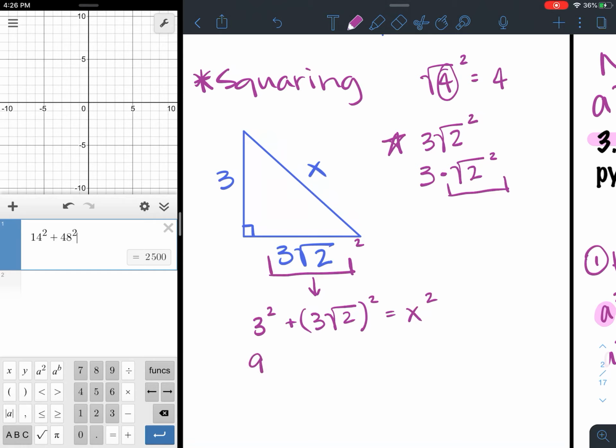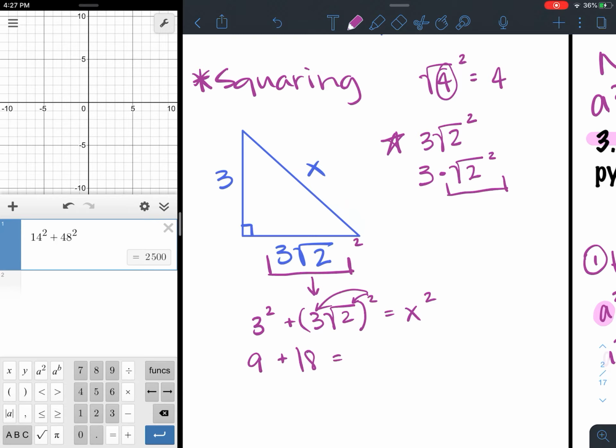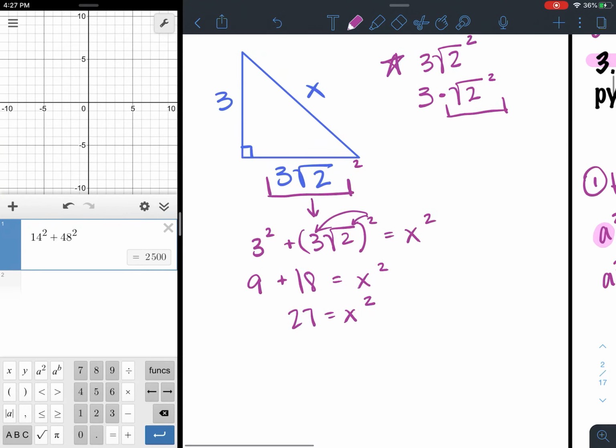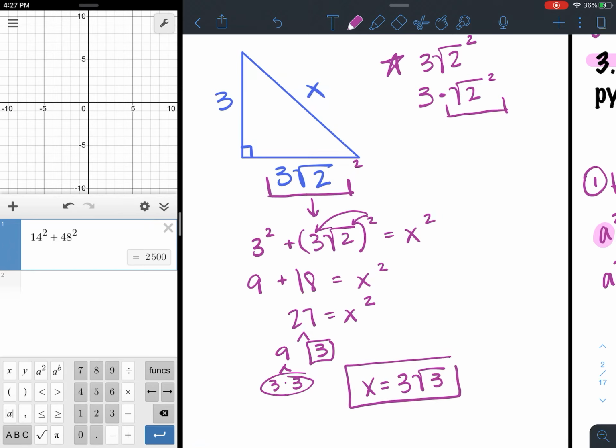So I'm going to have 9 plus, this square is going to distribute itself to both pieces. So this ends up 9 times 2, which is 18. 9 and 18 gives me 27. And let's keep going here. I'm going to go ahead and split this up. This is 9 times 3, 3 times 3. I'm going to bring out a 3 and leave a 3. So x squared is going to be 3 square root 3. Always put that quantity in parentheses.